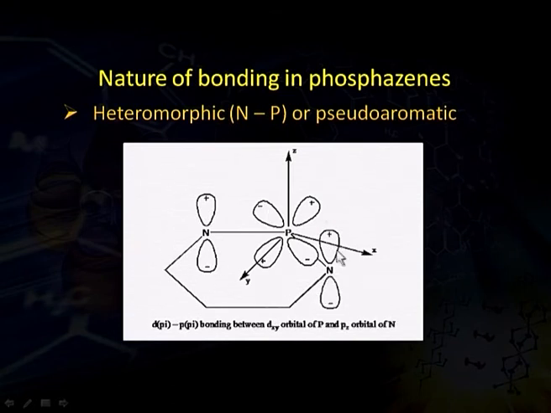Here we can say this is the phosphorus atom which contains the d orbital, and these two are the nitrogen atoms which contain the p orbital, and the pi bonding takes place between the d orbital of phosphorus and the p orbital of nitrogen. So, we have d pi p pi type of bonding.